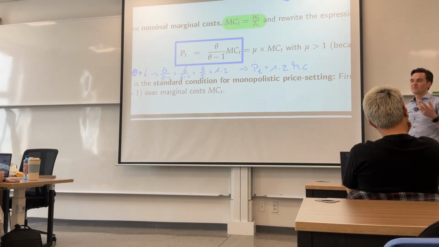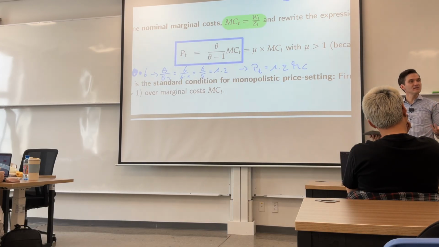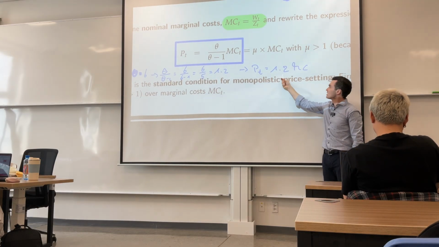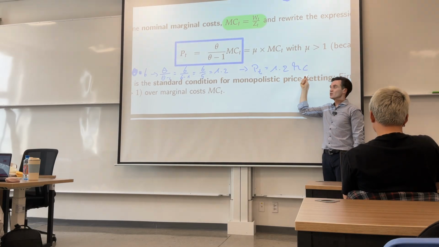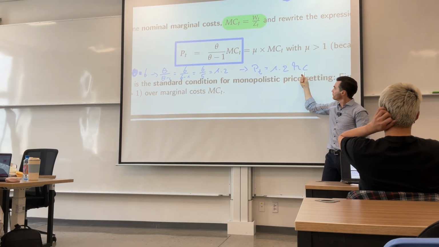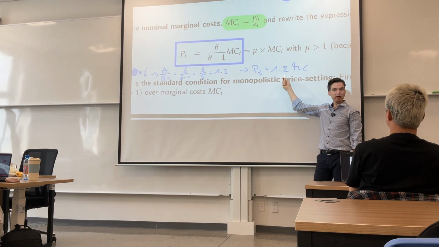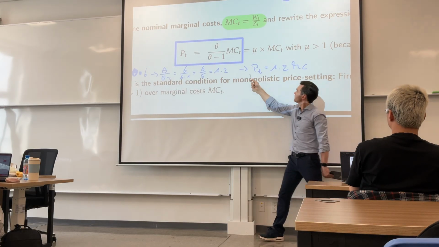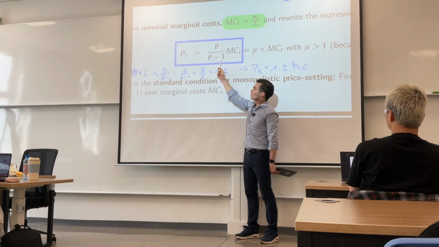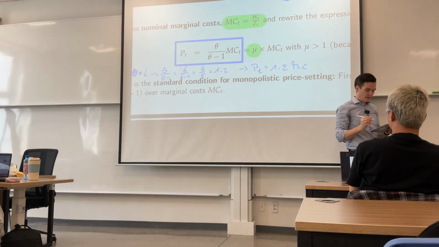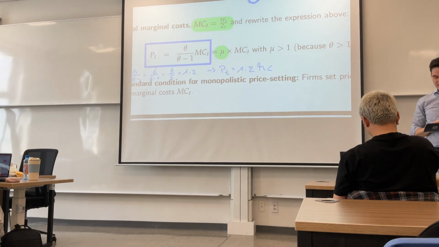That is the classic markup pricing equation. The firm sets its price as a markup over marginal cost. So if marginal costs are 100 Vietnamese dong for 1 tomato, then the firm sets a price of 120 Vietnamese dong. So that's what this markup pricing means. This ratio theta over theta minus 1 is nothing else than mu, the markup, the gross price markup.